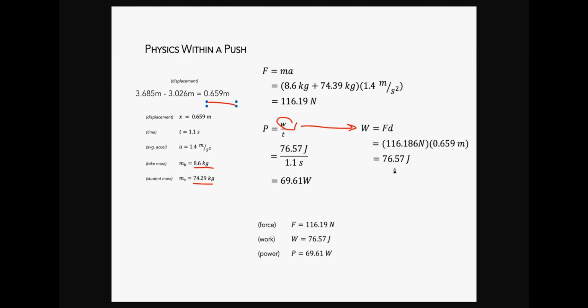Now that we have that, we can plug it into our power equation, and the time that she was pushing me, by looking at the tracker video, we found was 1.1 seconds. We divide those two and we get 69.61 watts. And that was all of our calculations for the physics project.